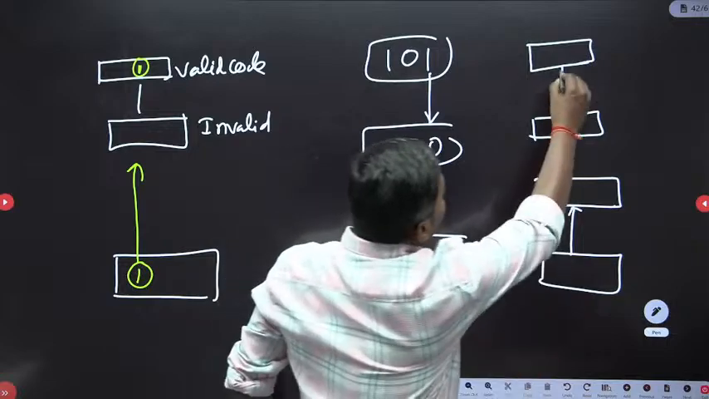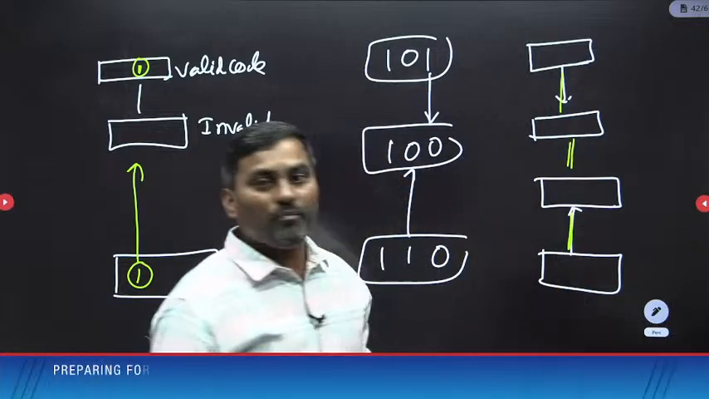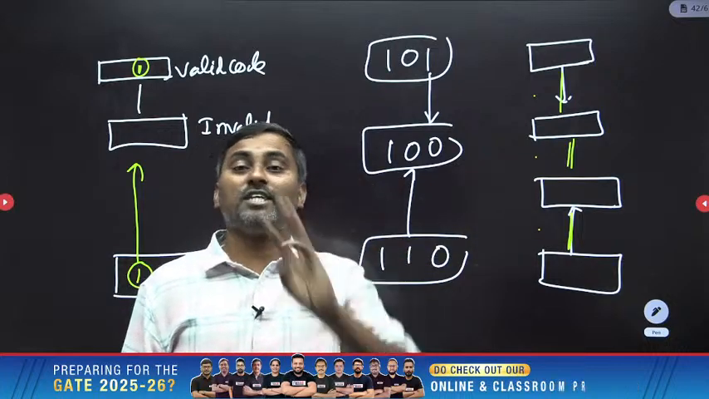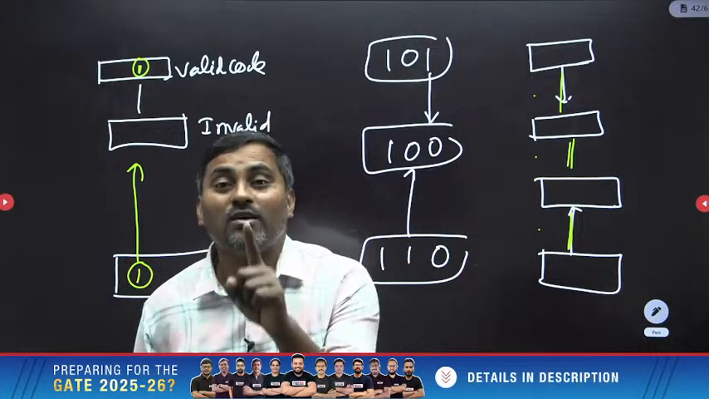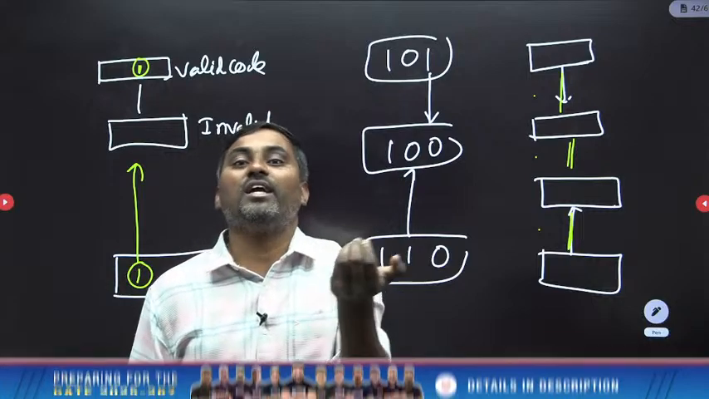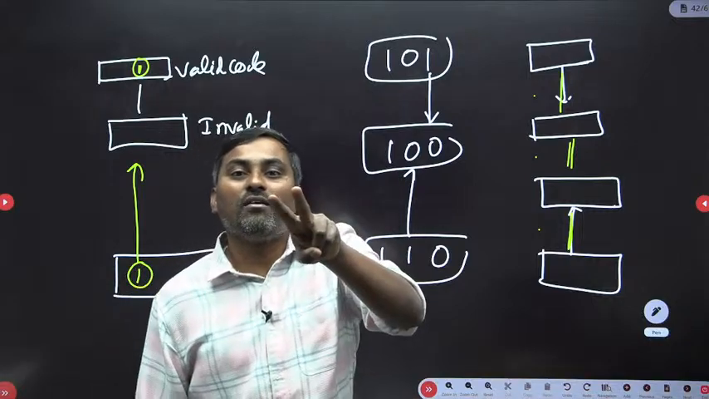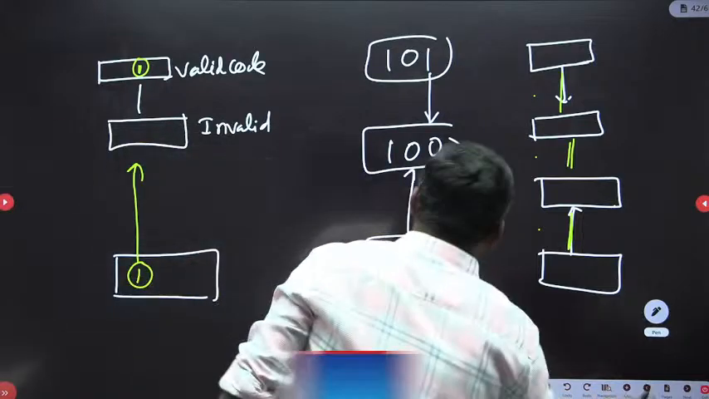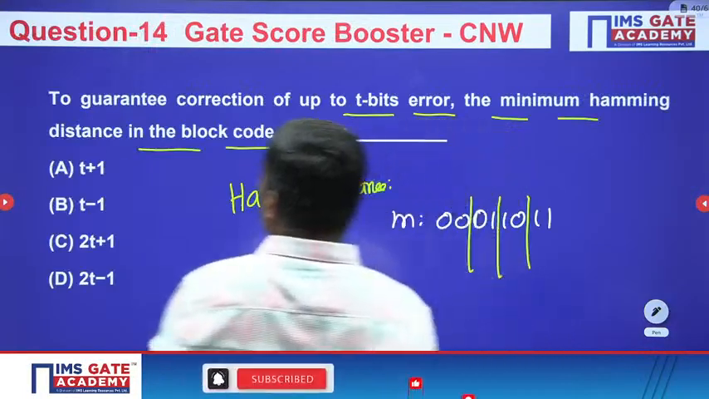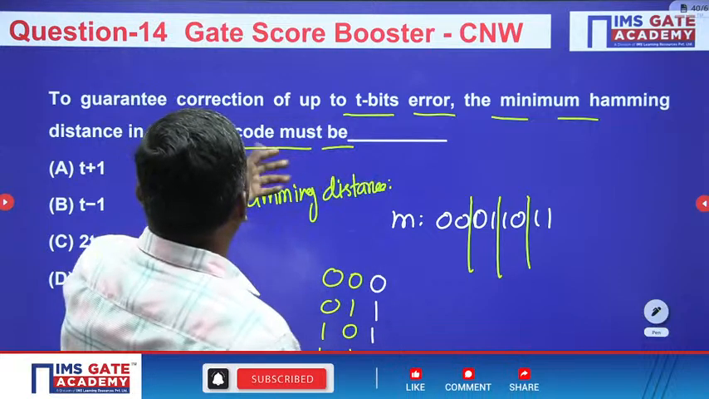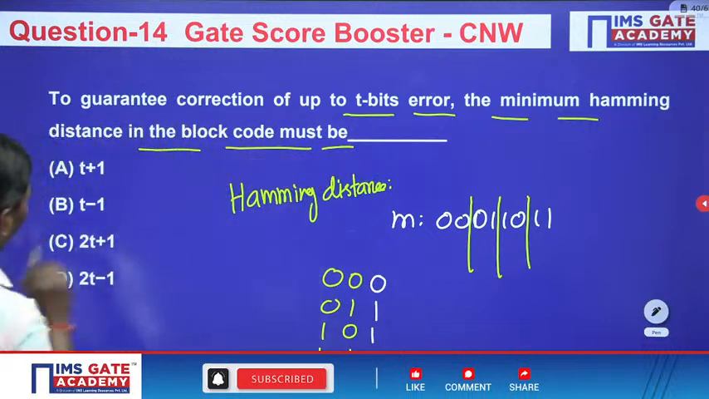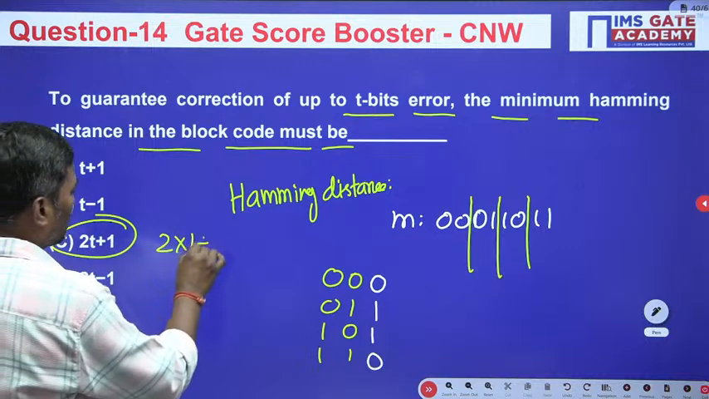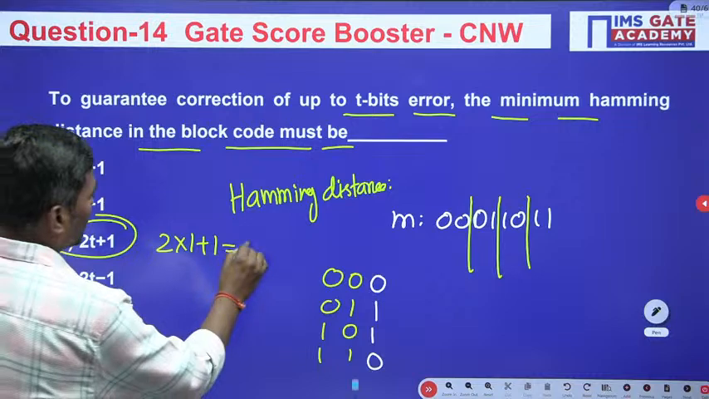Now what is the minimum distance required? What is the distance? 1, 2, 3. 3 distance. 3 bit distance I should have to correct a 1 bit error. For a 2 bit error, if I want to do it, even more is required. That is the generalization I am trying to do here. So if I want to correct t bit errors, this is the option I am going to take: 2 into 1 plus 1. So the 3 distance I should have.